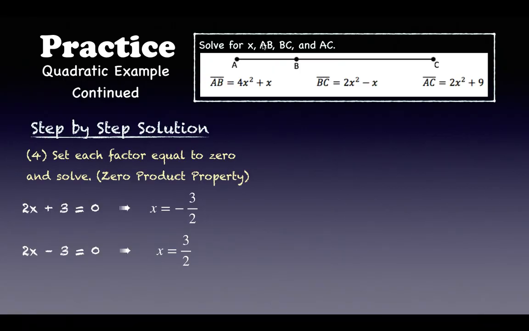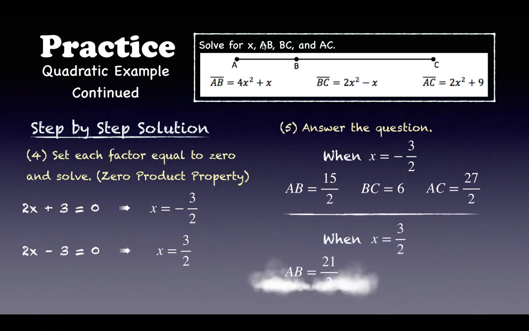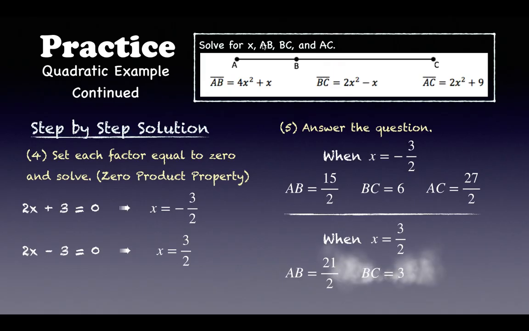Now we must find the measurements of segments AB, BC, and AC using each of these values. So when x equals negative 3/2, we get AB is 15/2, BC is 6, and AC is 27/2. When x is equal to positive 3/2, we get AB is 21/2, BC is 3, and AC is 27/2.